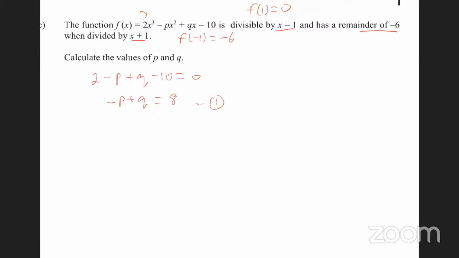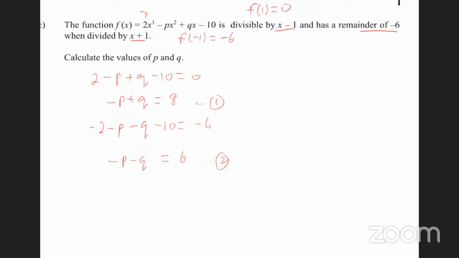The second equation is for minus 1, so that'll be minus 2 minus p minus q minus 10 is minus 6. So minus p minus q is equal to minus 12, positive 12, positive 6.